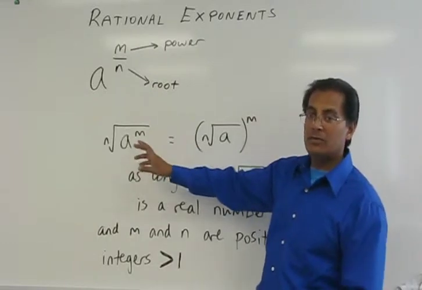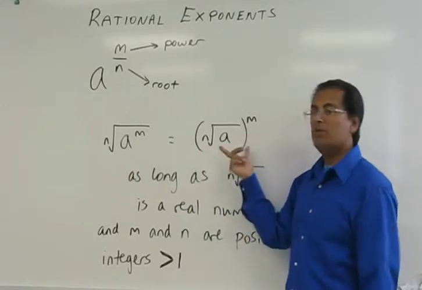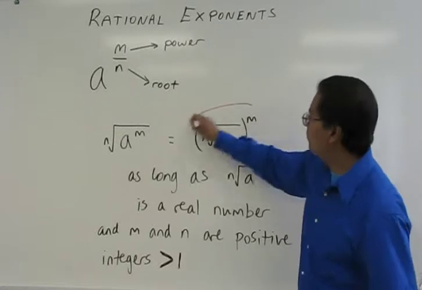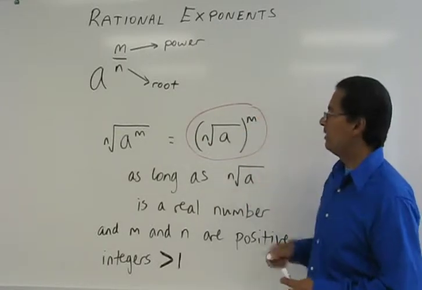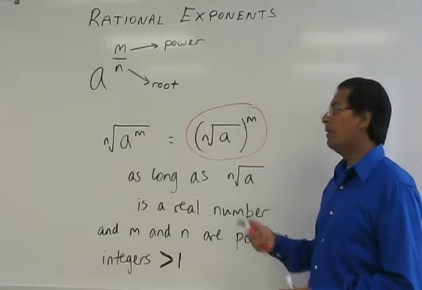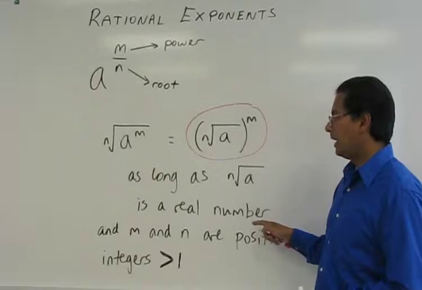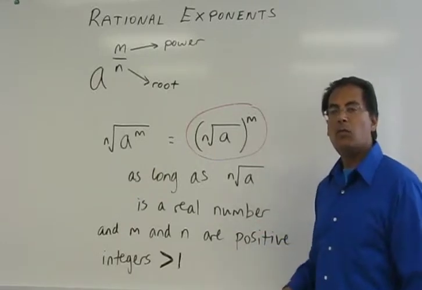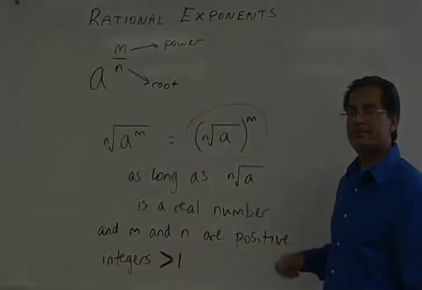Or you could actually do them in either order. We can have the nth root of a raised to the m power. Generally speaking, you'd want to use this form because it makes it easier to calculate. You take the root first and then raise it to the power. And we're assuming that the nth root of a exists, it's a real number, and also m and n are both positive integers greater than 1. So let's take some examples using this.